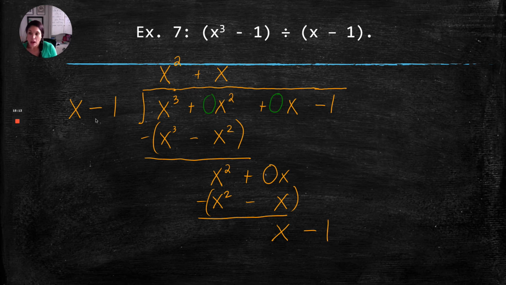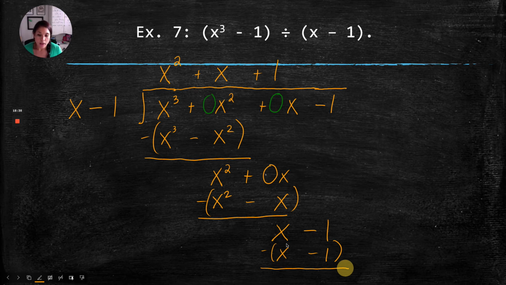So I think, how many times does x go into x? It goes 1 time, because 1 times x is x. So I'm going to write minus x. And then 1 times negative 1 is negative 1. When I subtract this, this all cancels out. This x minus x becomes 0. 1 minus a negative 1, this becomes an addition problem, and this cancels out and becomes 0. So my final answer is x squared plus x plus 1.